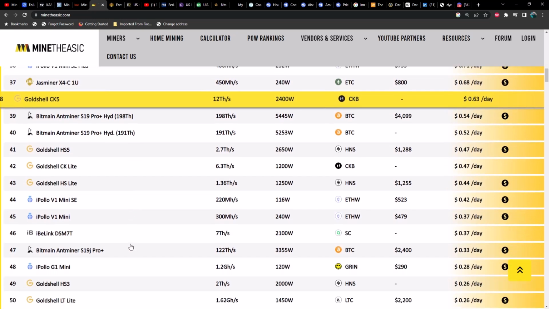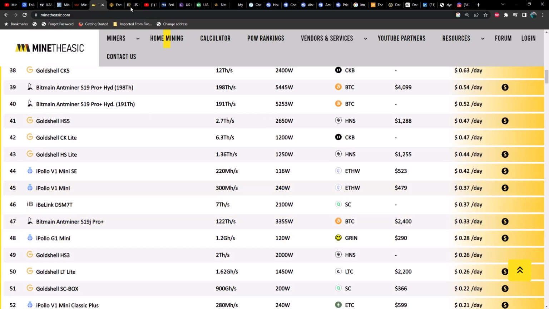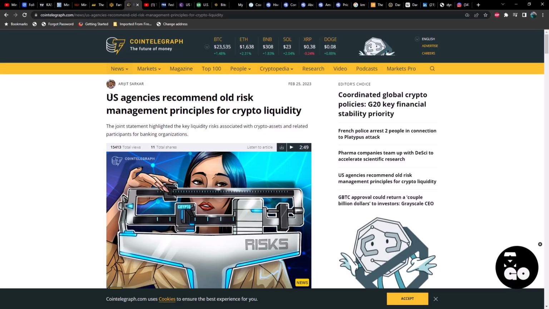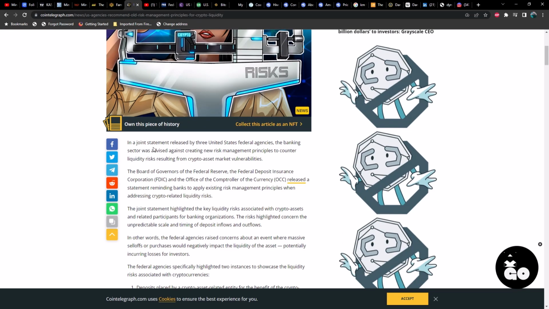And then we'll go ahead and jump into the first article of the day, which is brought to you by Cointelegraph. U.S. agencies recommend old risk management principles for crypto liquidity. In a joint statement released by three United States federal agencies, the banking sector was advised against creating new risk management principles to counter liquidity risk resulting from crypto asset market vulnerabilities.